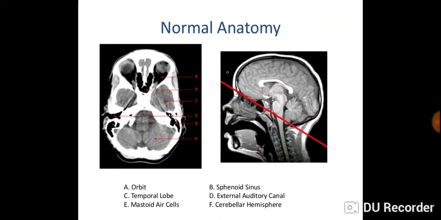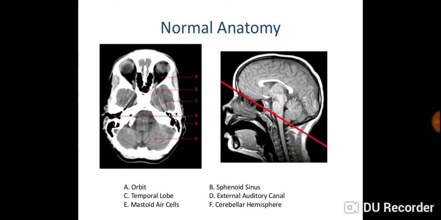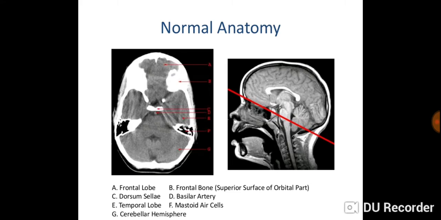So this is the normal anatomy. I need you guys to focus on this. This slice is taken from here. It's a lower end cut. It's showing the orbits, the sphenoid sinus, the temporal lobe, and the external auditory canal. Note the air that is completely black in it and its communication with the outside, the mastoid air cells, and the cerebellar hemisphere. You can see later on that the cerebellum is a little different from the cerebrum.